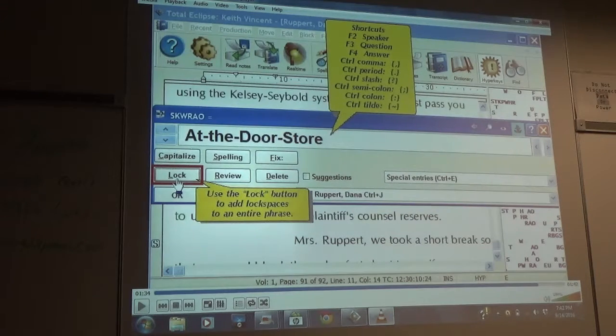And we're doing it this way just because you don't really have it in there. But just in that fair lock. So now it's going to keep it together on one line. Or you do it one more time and now it adds the hyphens. So it's at the door store. Or you push lock one more time and it takes it back.